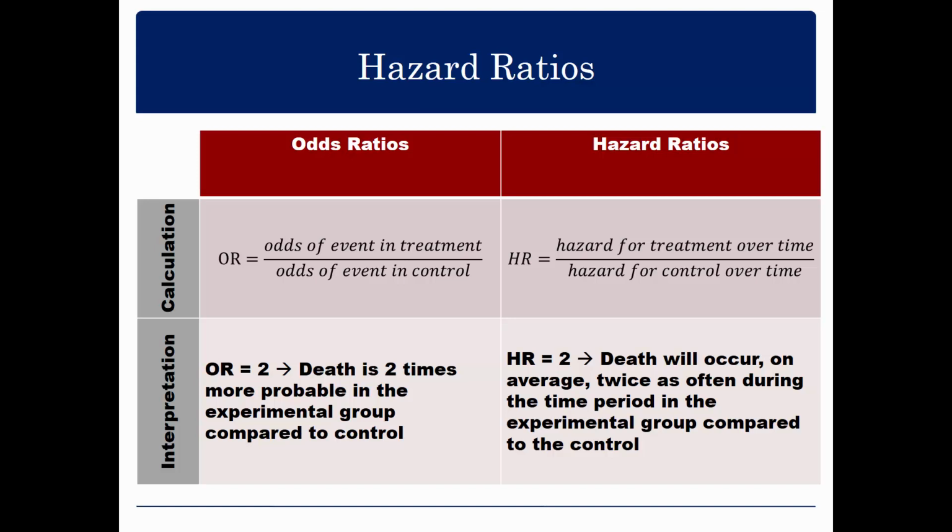For a hazard ratio, we can talk about the frequency of occurrence over a time period. So let's say that this is measured over a year. Death will occur on average twice as often in a year in the treatment group compared to the control.